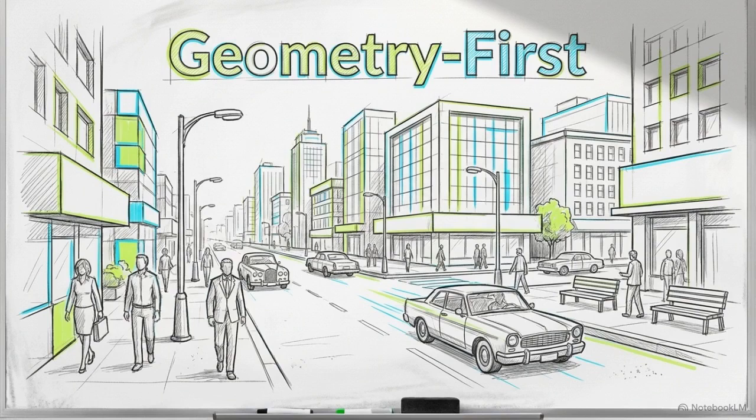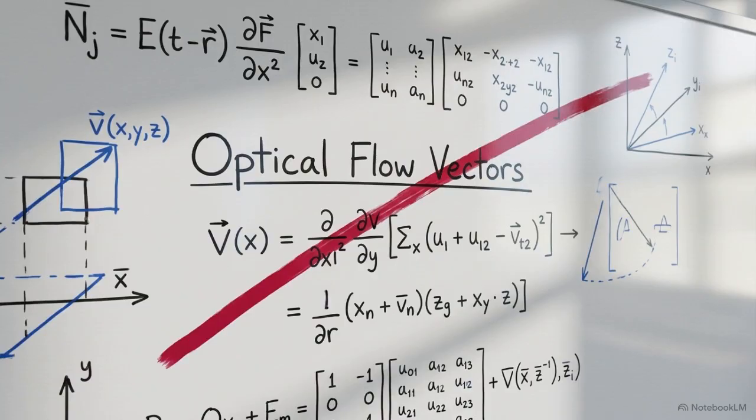MonST3R offers a different thesis. Dynamic scenes can be modeled without using any explicit motion representations. The authors call this a geometry-first approach. Instead of tracking where pixels go over time, they completely drop optical flow from the equation.